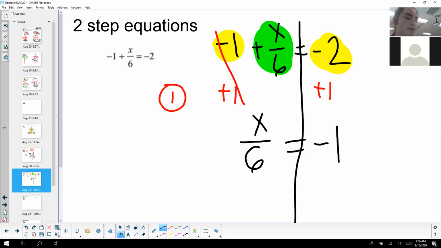And again, make sure you're practicing typing these into your calculator. If you type in -2 plus 1, you're going to get -1. So just make sure that you're practicing typing them into your calculator.